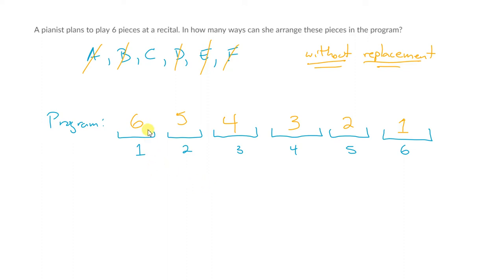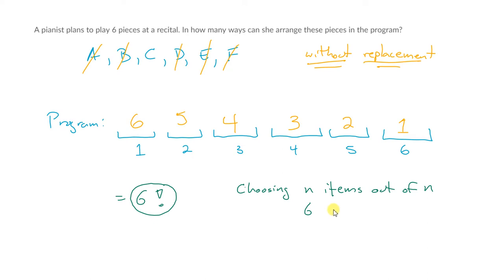Okay? Now, of course, when we multiply a number by all the numbers before it, we can simplify that to factorial, right? So I can write this number as 6 factorial, which you can easily do on your calculator. Okay? So when is a simple factorial like this going to be the result? It's going to be the result when we are choosing n items out of n. In other words, in this case, we're choosing 6 songs or pieces out of 6. In other words, we're choosing all of them, but without replacement.